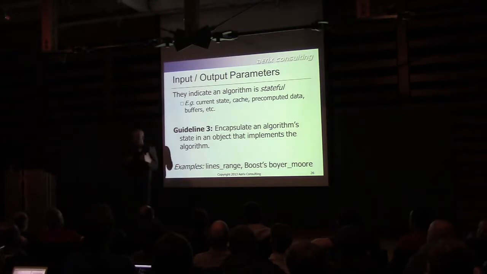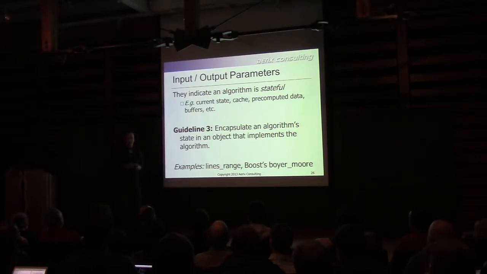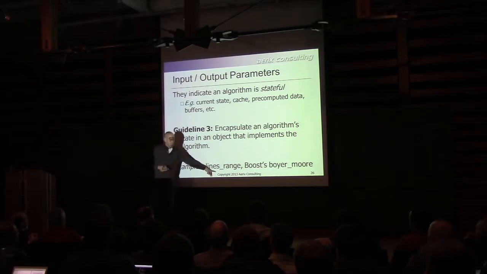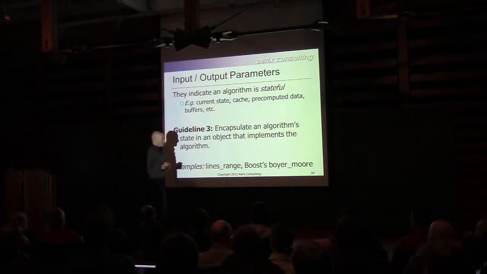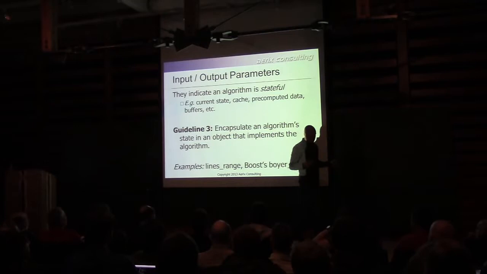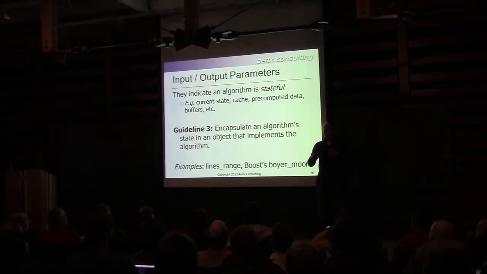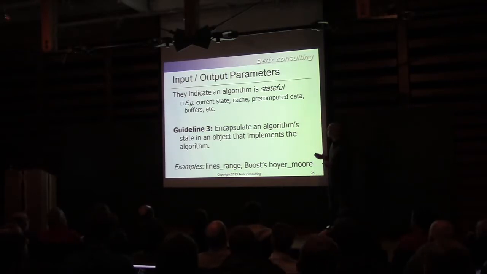I kind of think of this as like an algorithm object. Kind of like a function object, although it doesn't necessarily have a function call operator, but it does implement some sort of algorithm, okay? The lines range is one of them. Boost has this Boyer-Moore search object, which pre-computes some data and uses it to speed up string searching, okay? And so Boyer-Moore computes stuff and stores it internally so that as you call this algorithm repeatedly, that cache gets reused. It's very fast. Okay.